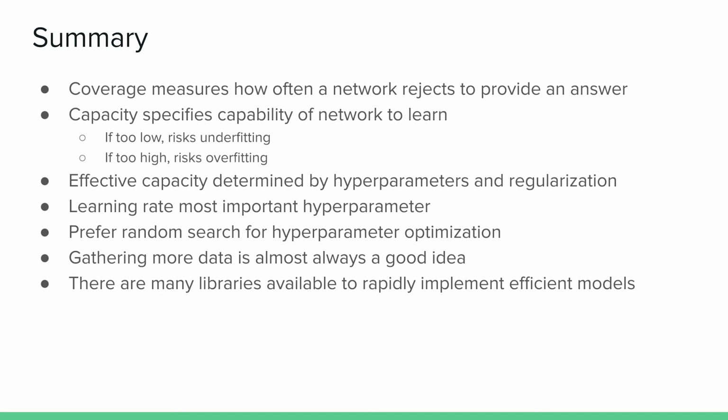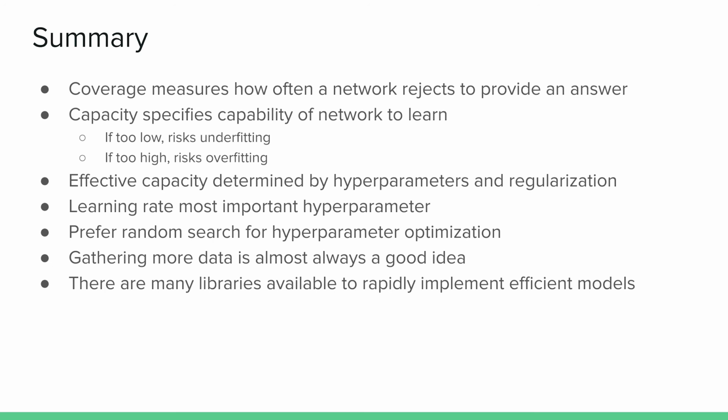Let's sum up what we've talked about this week. I hope there are some really interesting and helpful hints for you when you're training your neural networks and when you're starting on your second exercise. So let's repeat. Coverage is the measurement of how often the network rejects to provide an answer. The capacity specifies the capability of our network to learn arbitrary functions.